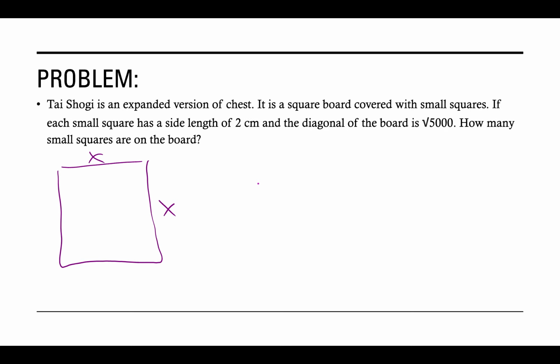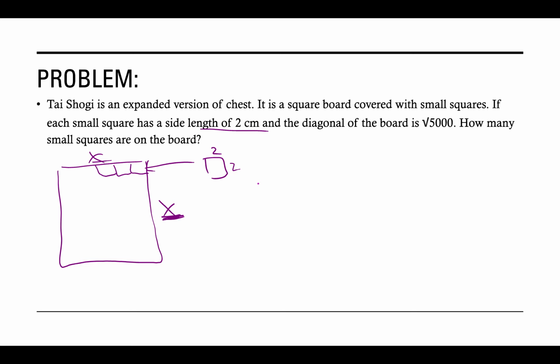But this square is covered in small little squares, and each of those little squares has a length of 2. And because they're squares, all the sides are going to be the same length. So what we want to do is figure out the area of the big square and divide by the area of the small square. To do that, we need to solve for this side length.